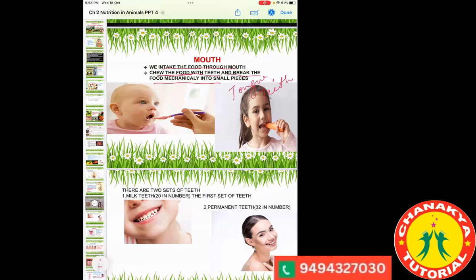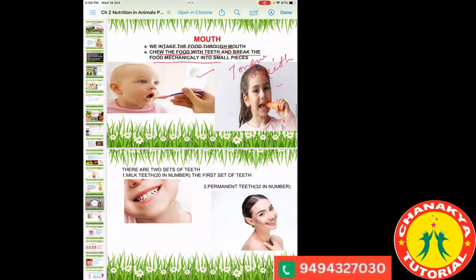You can see in the first picture, a small child is eating with a small spoon, a kind of semi-solid food, whereas a grown-up girl is eating a little harder food. Why is it so? It is because small babies do not have teeth, whereas girls or adults have teeth. So by using the teeth, they break down the food.